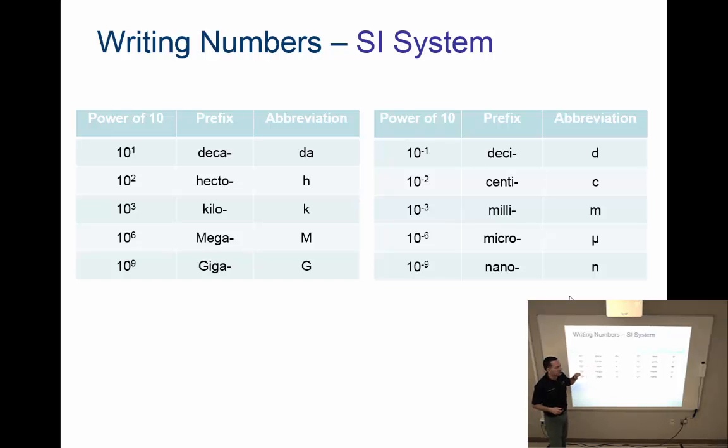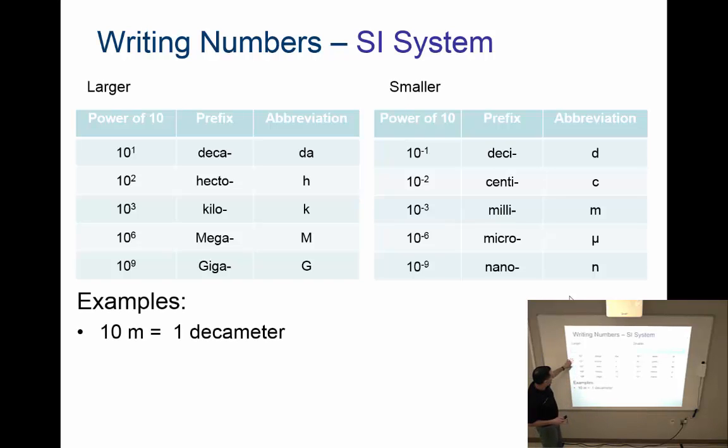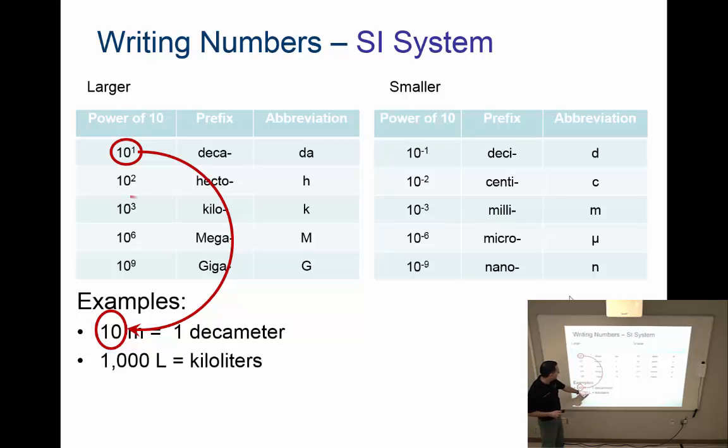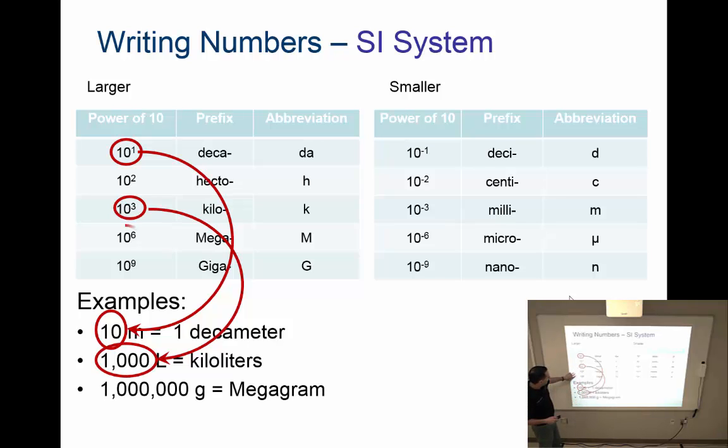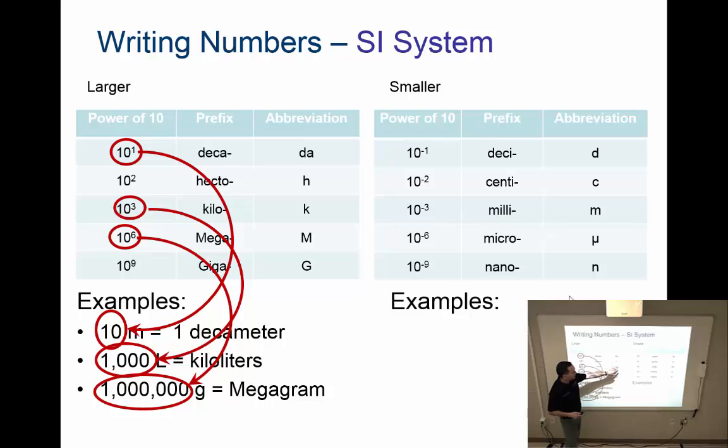These are the conversion factors that we need to look at. Okay? So if I'm getting larger, let's say as an example, if I take my base unit of meter and multiply it by 10 to the first power, or 10, I'm going to get 1 decameter. If I'm using liters as the base unit and I multiply liters by 10 to the third power, or 1,000, I get kiloliters. And then finally, if I'm doing my grams times 10 to the sixth power, that is going to equal 1 megagram. It's the same thing going smaller.